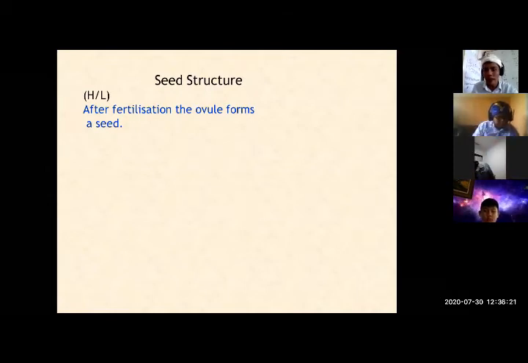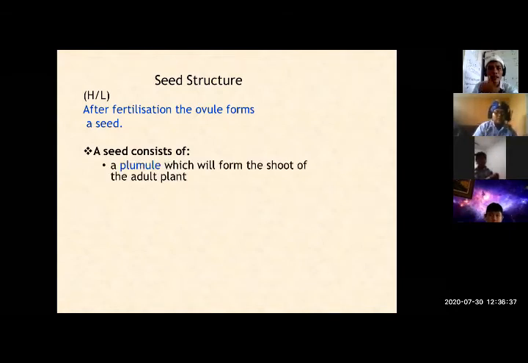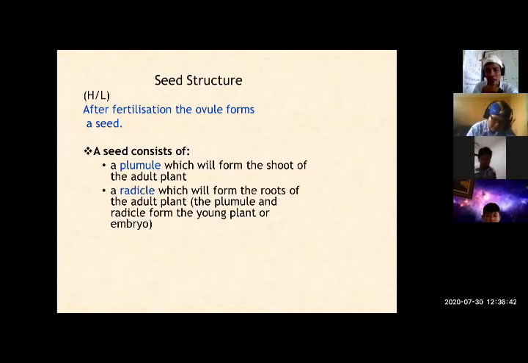The fertilization in plant will form a seed. Akan membentuk biji. Okay, so a seed consists of... Okay, look at this. Number one, ada namanya plumule. Plumule, okay, it's a very difficult name, but plumule will form the shoot of the adult plant, yang akan membentuk bagian di atas tanah dari tanaman dewasa. Okay, shoot itu adalah bagian di atas tanah dari tanaman, ya, itu namanya shoot.